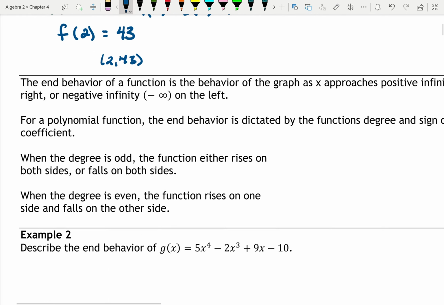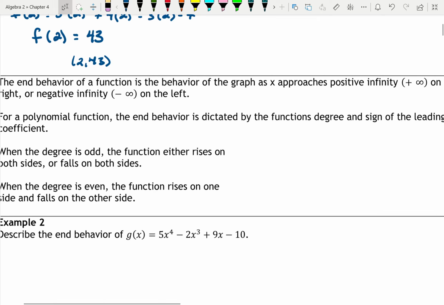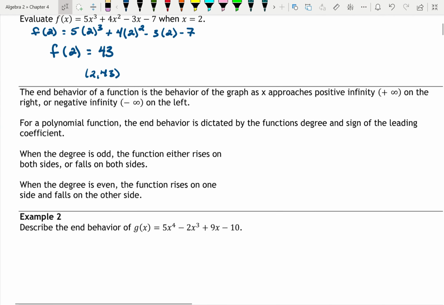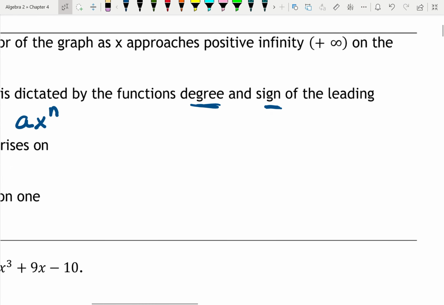All right, next little blurb of notes. The end behavior of a function is the behavior of the graph as x approaches positive infinity on the right or negative infinity on the left. For a polynomial function, the end behavior is dictated by the function's degree and the sign of the leading coefficient. So when an equation is in standard form, it's determined by that first term. So we think about the first term, we have like a times x to the n. And we have a little box that I like to draw.